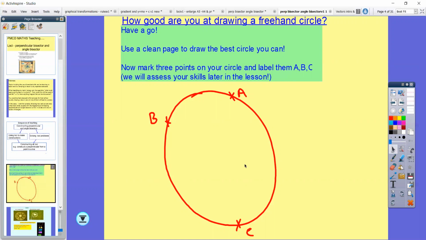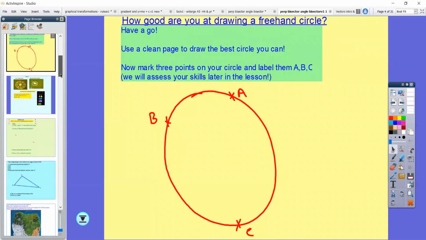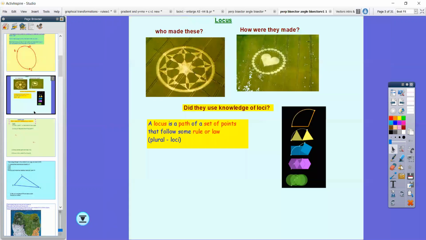I'll say, so you can see how bad my words start off, but how much better you get over the years of drawing circles when you've been doing it for a long time. So then we have a little talk about loci.